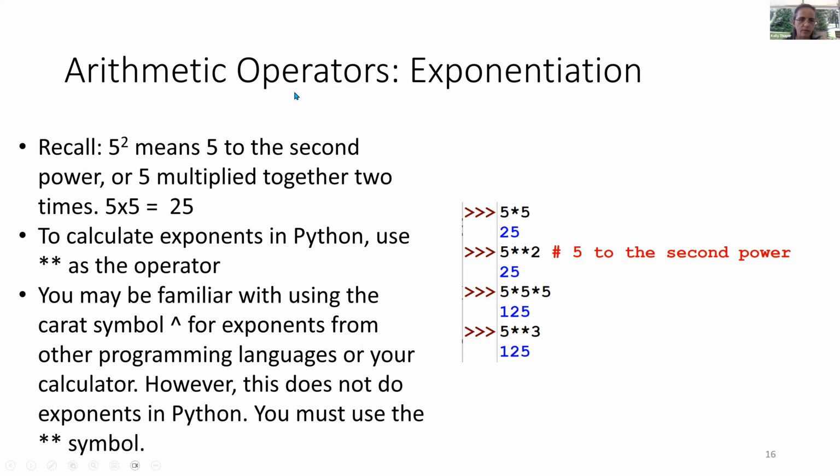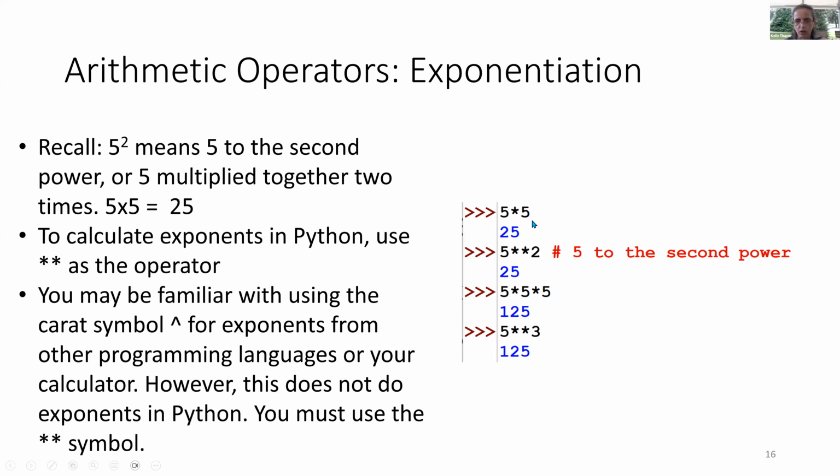So also there's exponentiation, which I'll also just introduce you to. So 5 squared means 5 to the second power, or 5 multiplied together 2 times. This would be 5 times 5 equals 25, which is the same as 5 squared. To calculate exponents in Python, you use the double star as the operator. You might be familiar with using the caret symbol for exponents from other programming languages or your calculator. But to do this in Python, you'll need to use the double star.